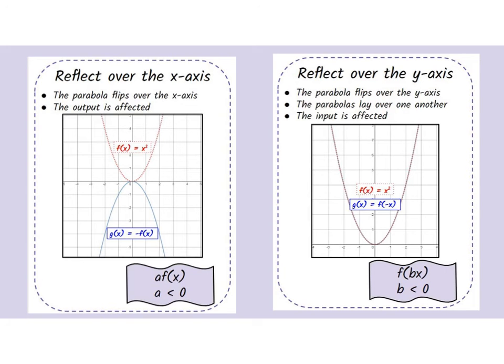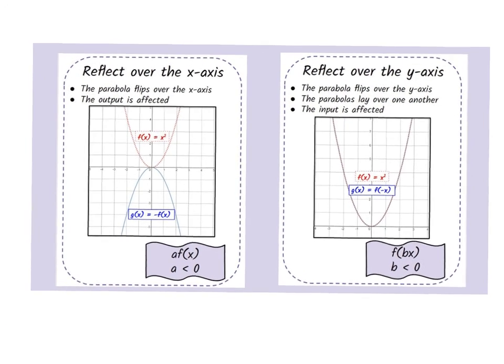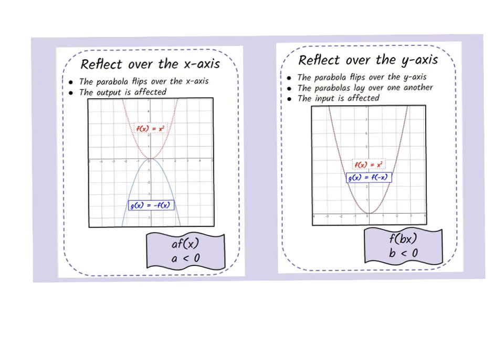Funny you should ask. Okay, so here we have handy dandy little charts again. If I reflect over the x-axis, I'm flipping over the x, the output is affected. And so the a is on the outside and a is less than 0, which means it's some negative number. Could be -1, could be -0.5, doesn't matter. Okay, if I reflect over the y-axis, it's going to look like nothing happened.